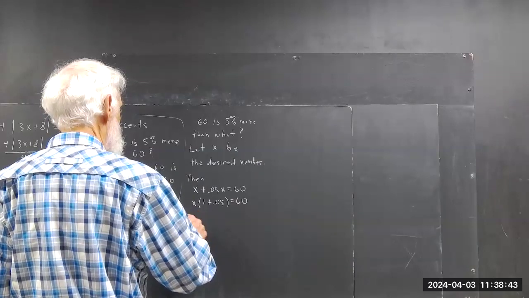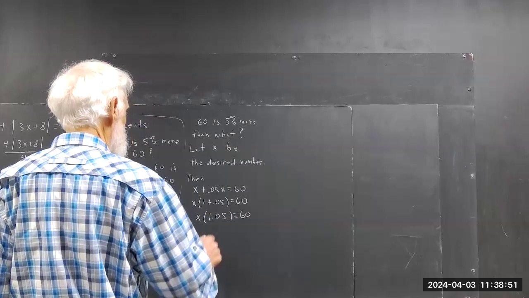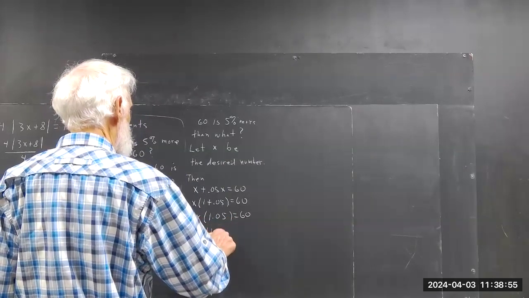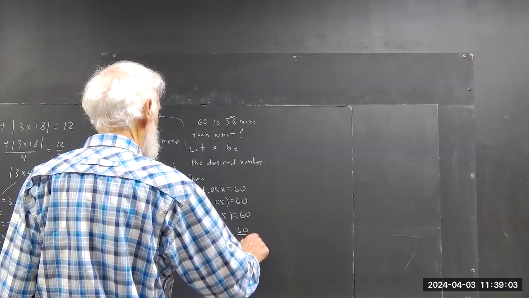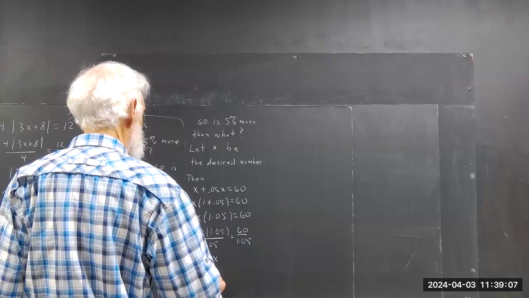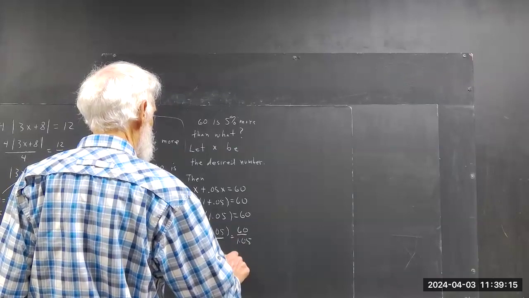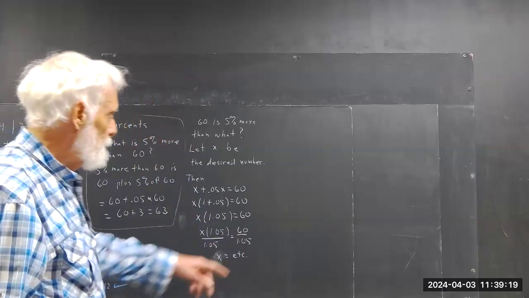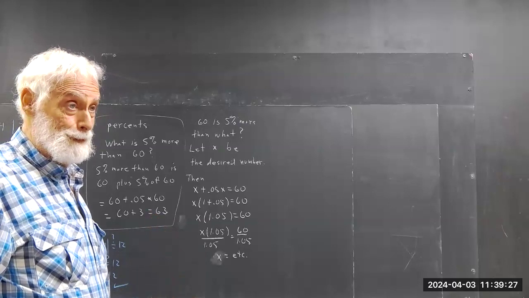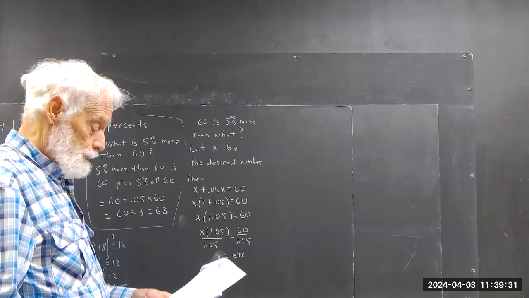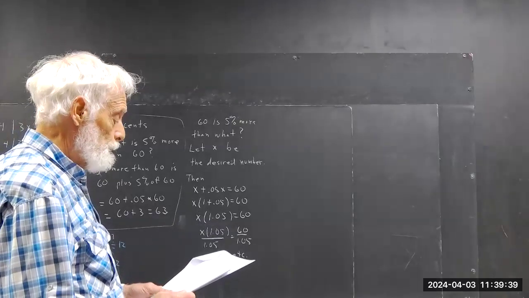So you can write this as X times 1.05 equals 60. So that X multiplied by 1.05 divided by 1.05 equals 60 divided by 1.05. So X equals, well, I'll just say etc. Because 60 divided by 1.05 is real close to 57, but it's a little more than 57. Okay. So that's how you would solve a problem that asks you that. And that's probably the trickiest problem given percents.